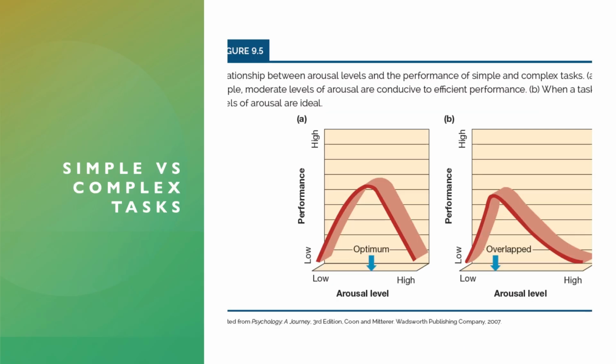The optimal level of arousal also depends on the complexity of the task. Simple tasks like running perform better at higher arousal levels since they require less mental effort, versus complex tasks like solving a math problem, which perform better at lower arousal levels to avoid overwhelming the brain's capacity.